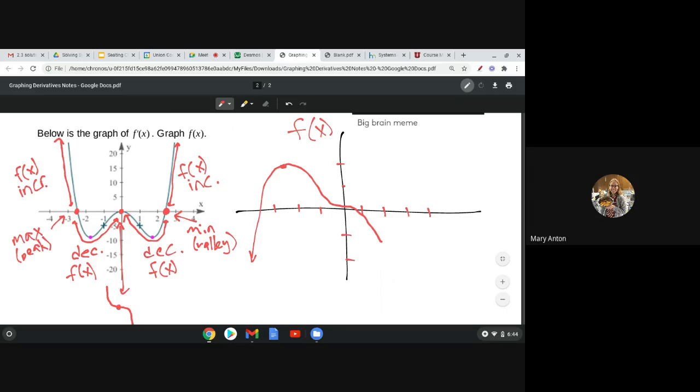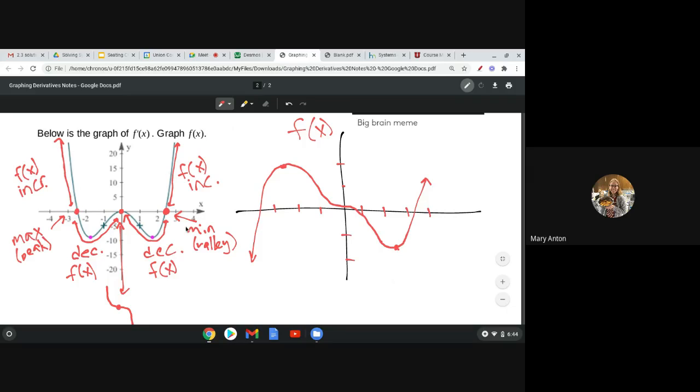And then at 2.5, we switch. We have a minimum. Yes, at 2.5, which is close right here, we switch from decreasing to increasing, creating a minimum. And this is a rough sketch of a possible function f of x given this derivative function f prime of x. So I'll just quickly summarize.